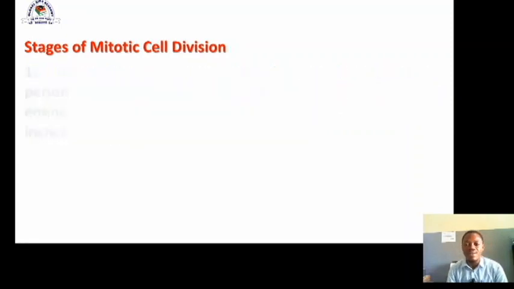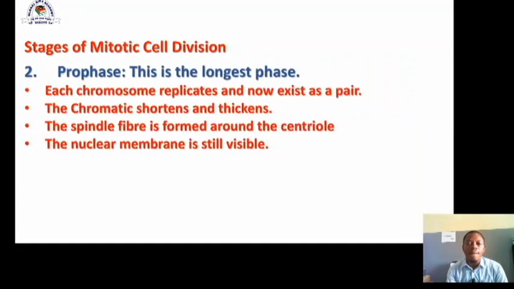The next phase is prophase. This is the longest phase. Majority of the activities of cell division take place here. And in this phase, prophase, each chromosome replicates and now exists as a pair.